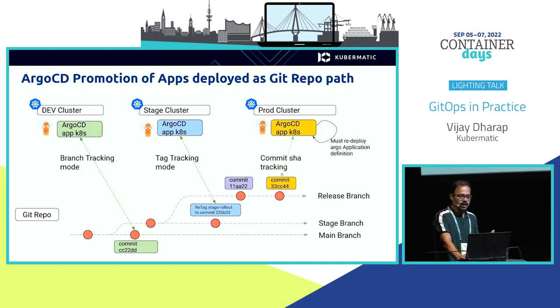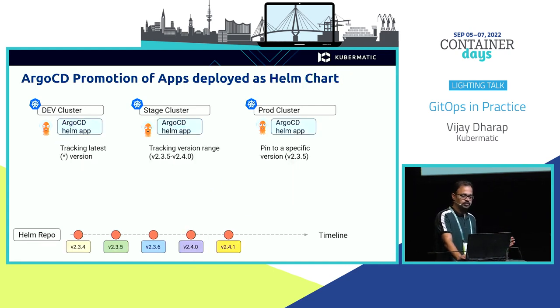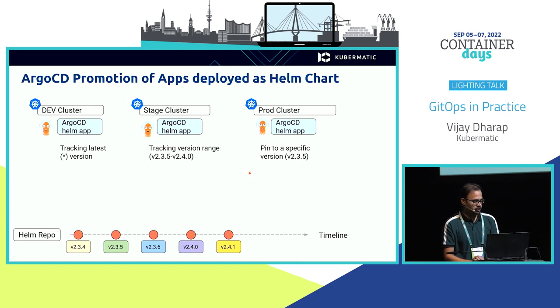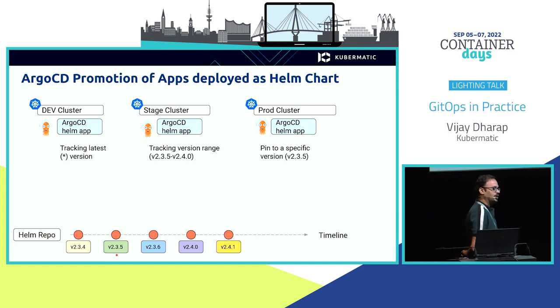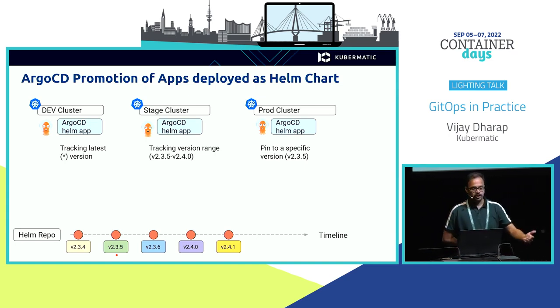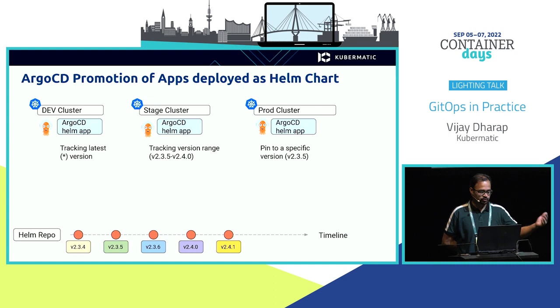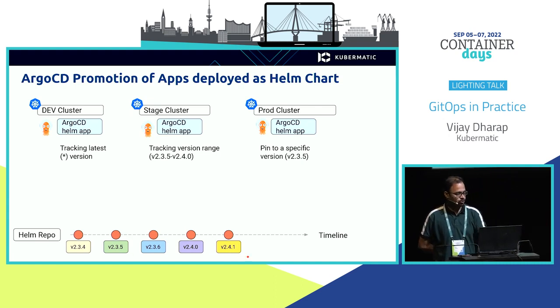And so I will now move to a similar strategy for the Helm chart-based deployment. So the stage is quite similar. We have dev, stage, production clusters. We have ArgoCD apps already deployed. Let's say they all are blue for now. And here is my Helm repository where I am churning out new application releases. So I'm releasing my application versions 234, 235, 236, 240, 241.